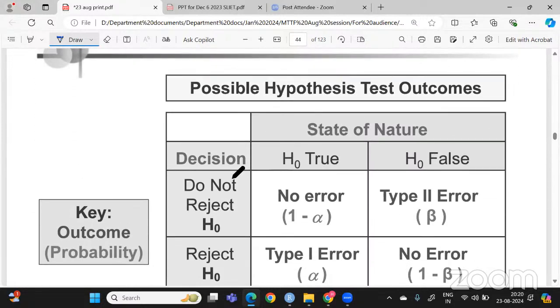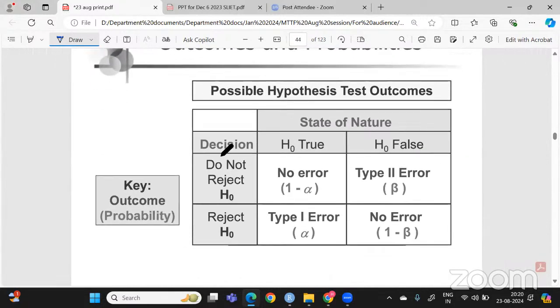Now this is the table that I already discussed with you, with decision and state of nature. Decision: do not reject H0. This is the decision I'm making, and actually our H0 is true and we are not rejecting, so we are not making any mistake. This is a correct decision. Similarly, when the decision is do not reject H0 when H0 is false, we are making a type 2 error. The probability of that is called beta. And reject H0 when H0 is true, we are making a type 1 error. We are committing a mistake. And when we are rejecting H0 and actually H0 is false, we are making the right decision. Okay, clear?